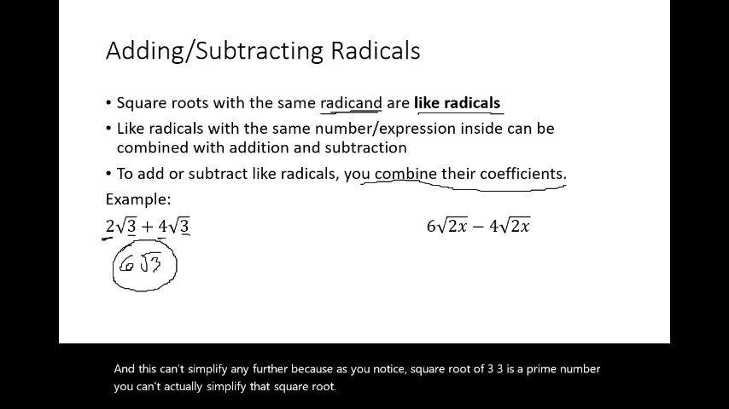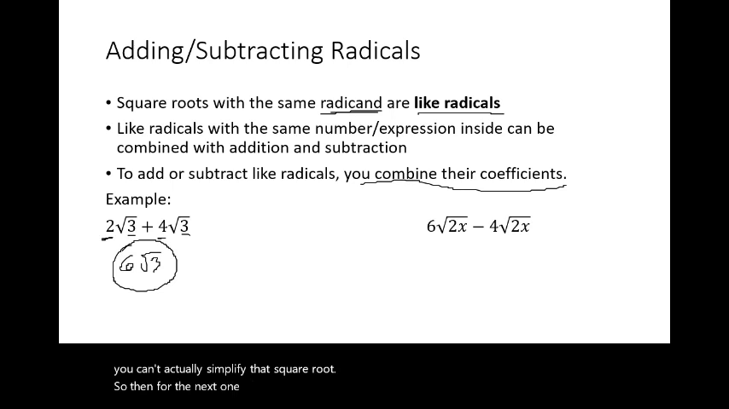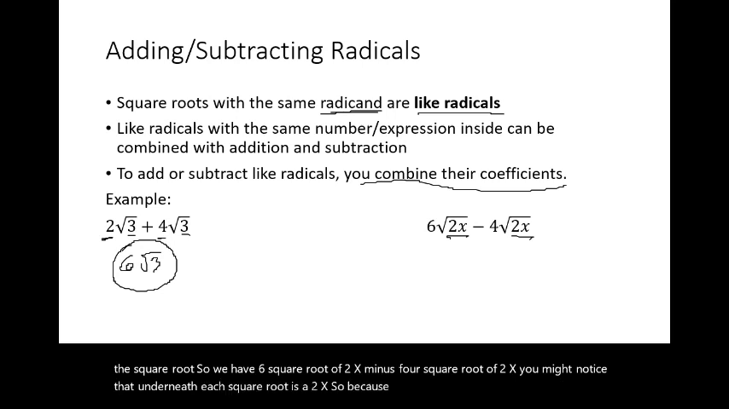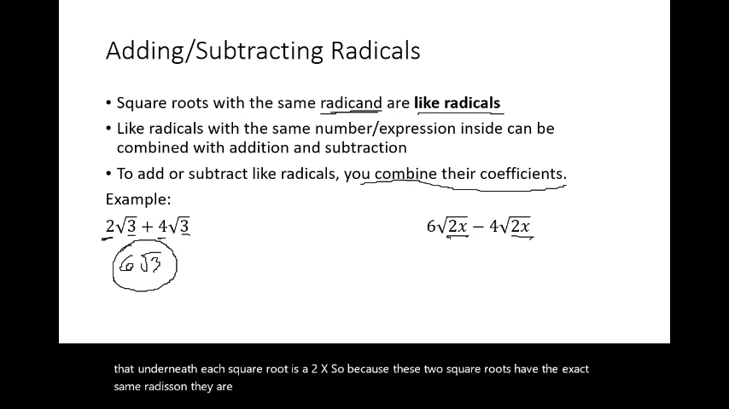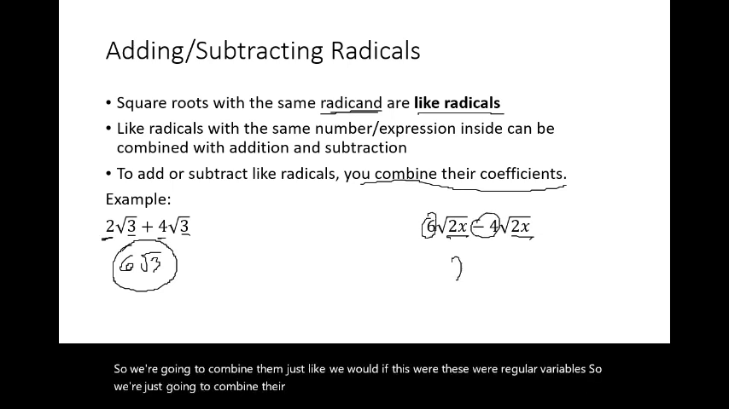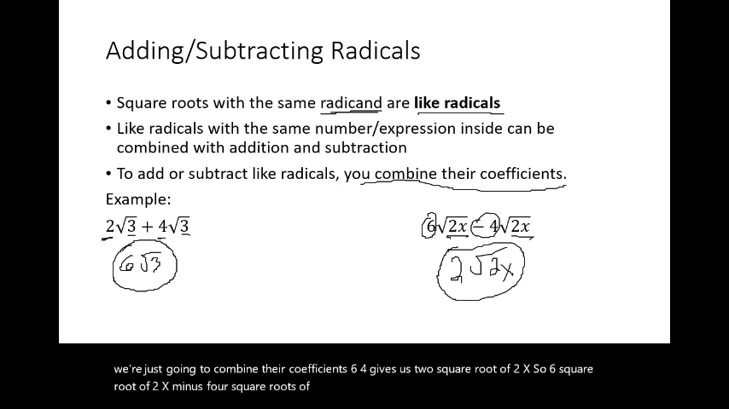So then for the next one, like radicals would have the same number or expression underneath the square root. So we have 6 square root of 2x minus 4 square root of 2x. You might notice that underneath each square root is a 2x. So because these two square roots have the exact same radicand, they are like radicals. So we're going to combine them just like we would if these were regular variables. So we're just going to combine their coefficients. 6 minus 4 gives us 2 square root of 2x. So 6 square root of 2x minus 4 square roots of 2x are 2 square roots of 2x.